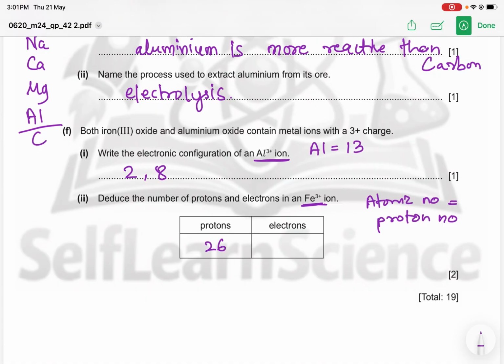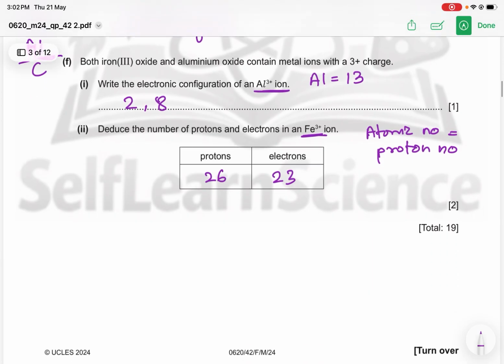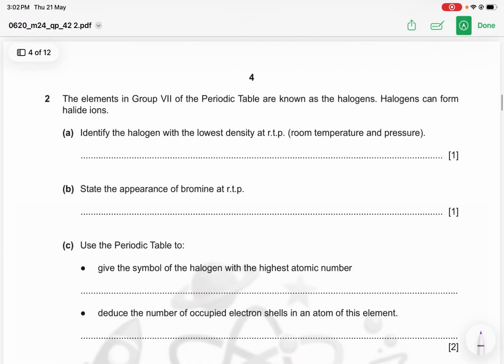We know that the number of protons is always equal to the number of electrons, but we have a 3+ charge here, meaning 3 electrons are being donated. So 26 minus 3 will give you 23 electrons here. So we complete question 1 here.